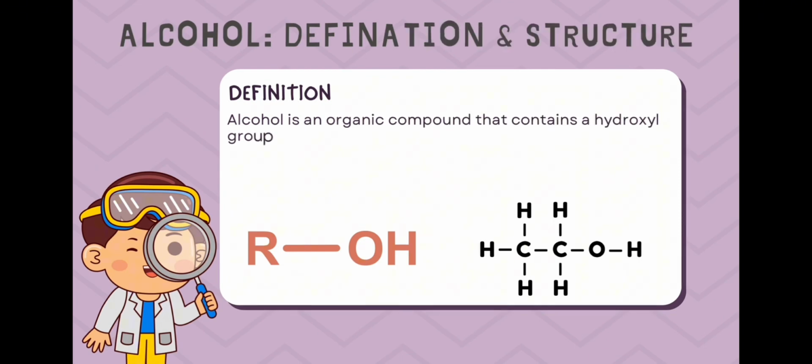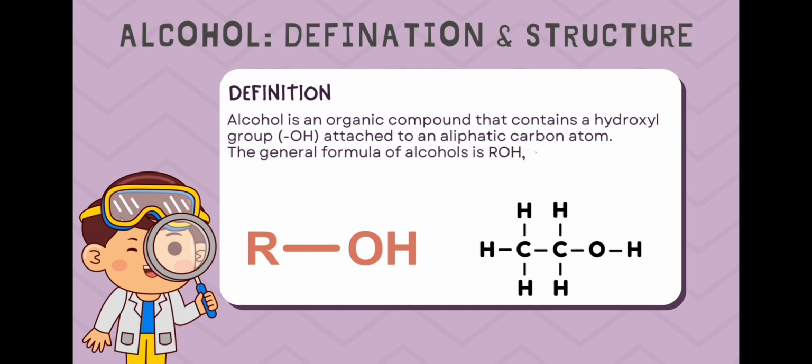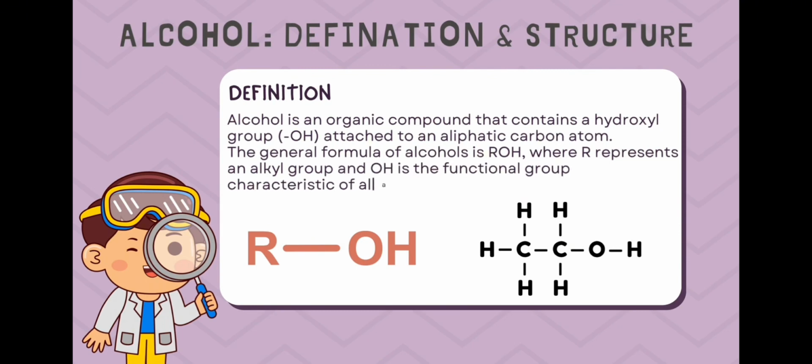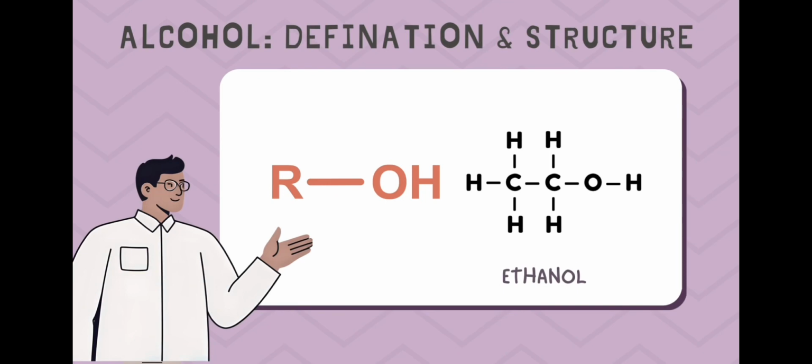Alcohol is an organic compound that contains a hydroxyl group, OH, attached to an aliphatic carbon atom. The general formula of alcohol is ROH, where R represents an alkyl group and OH is the functional group characteristic of all alcohol. Here is the structure of alcohol.